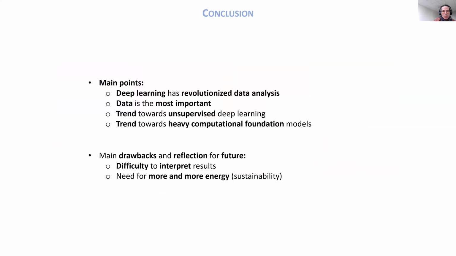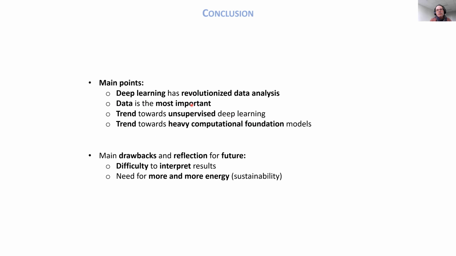And so just to conclude, deep learning has definitely revolutionized data analysis. Now we see that data is most important. If you remember the first slide I showed, with classical programming, we work with a few images. Now we work with data, and the quality of the data, the curation of your training data set, is going to be the most important. We definitely have a trend towards unsupervised deep learning, as I just showed you.